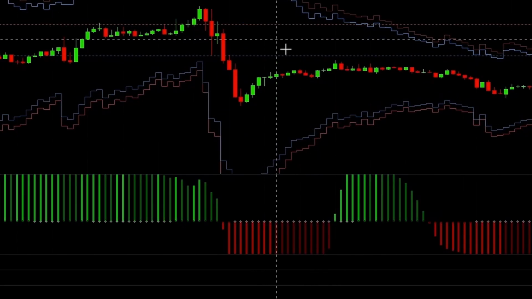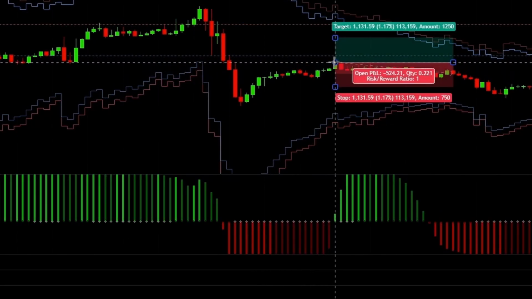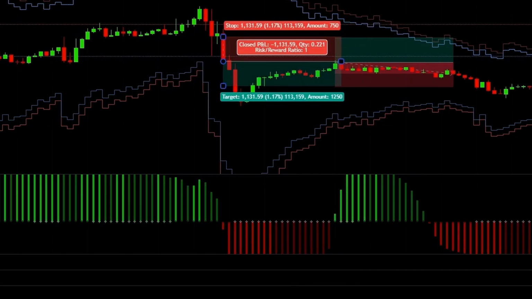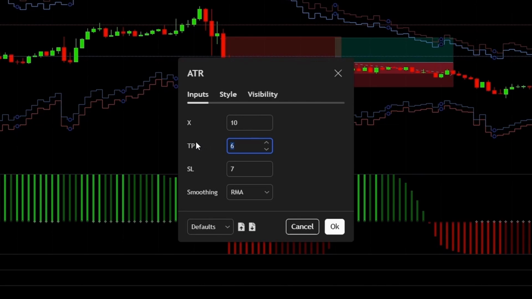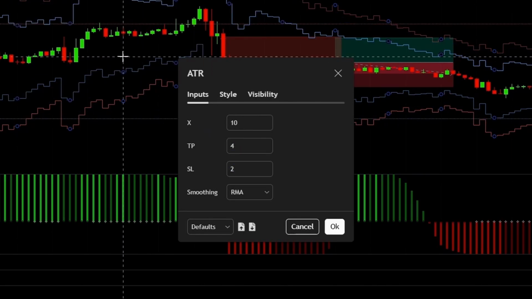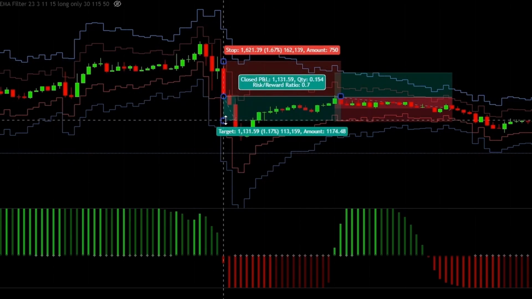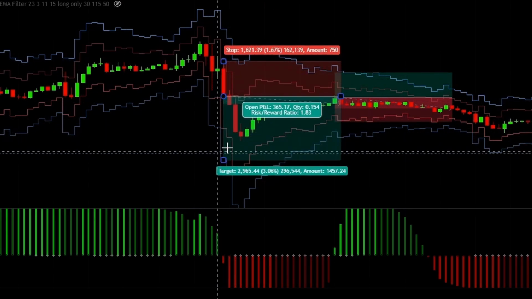So without any volume filters, this would have been a long entry, and this would have been a short entry. Now for stop loss, let's do a 4 take profit and a 2 stop loss distance. And in this case, I would have placed the stop loss here and the take profit here.